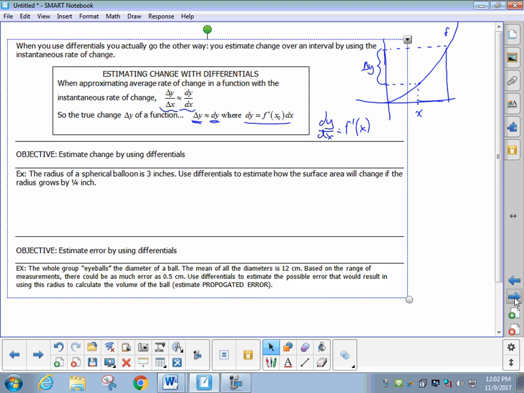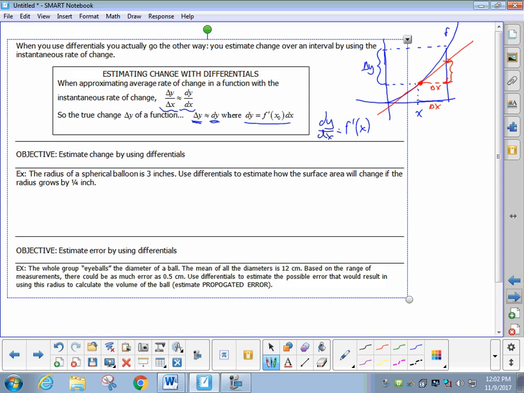Now, had I just taken a snapshot in time and said, at this original point, how was this changing? And assumed that it was going to keep going at that kind of rate of change, then when I changed my delta x on that, according to that, I would expect y to change by this much.